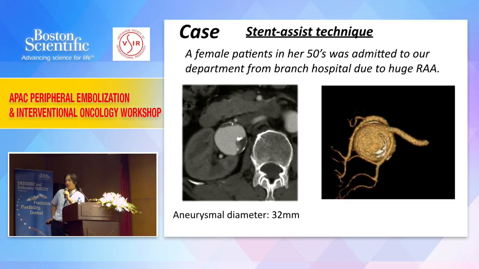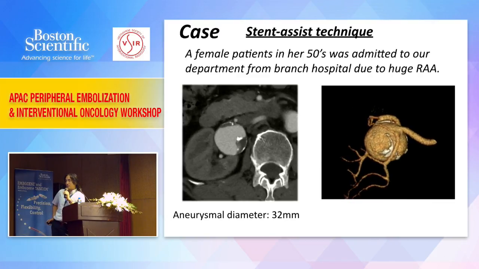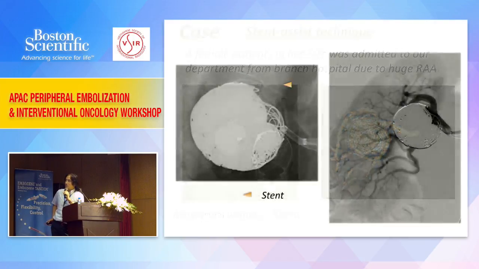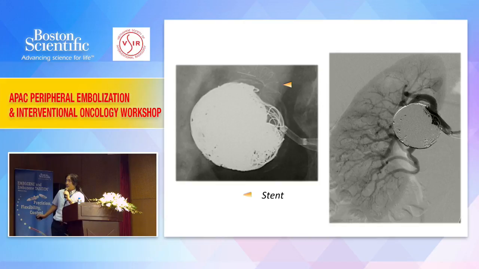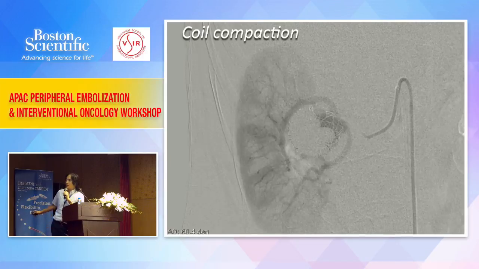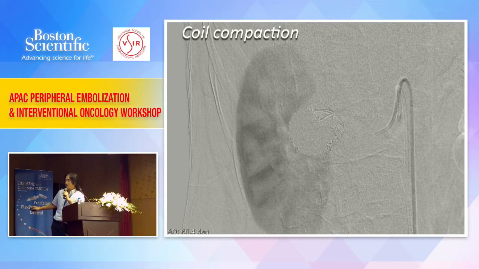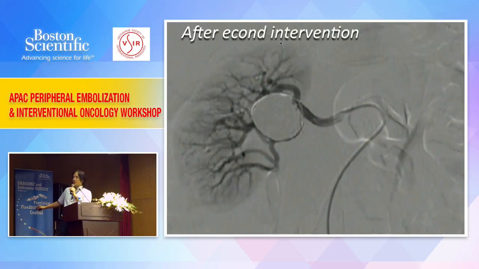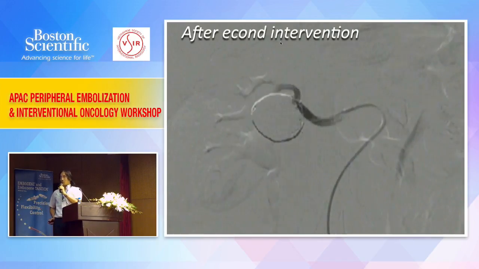So I think that in this aneurysm, we can treat without a stent assist technique. So I put 1 stent here and embolize like this. However, 1 year after the procedure, you can see the coil compaction. So I performed the second intervention, and finally, the aneurysm is completely embolized.